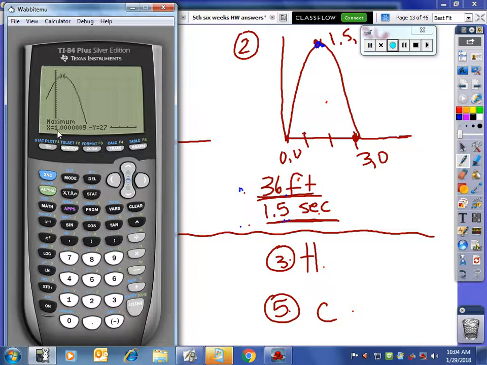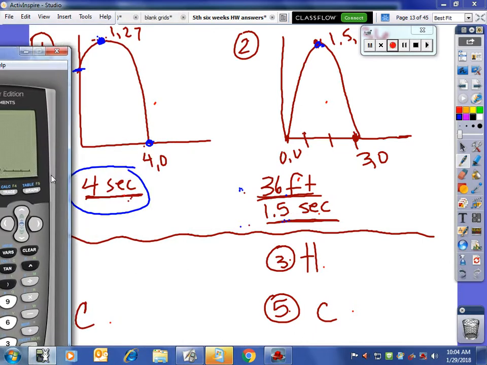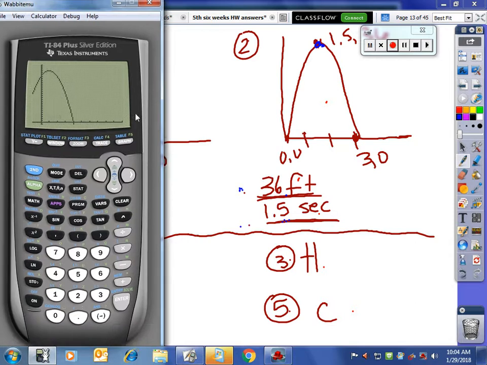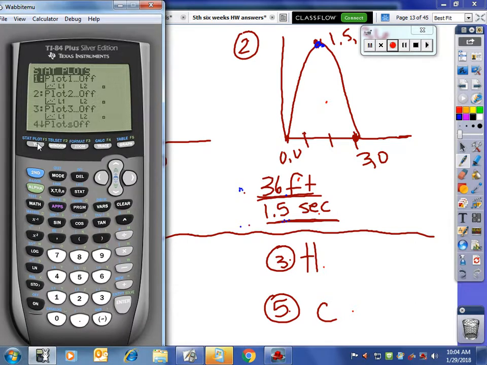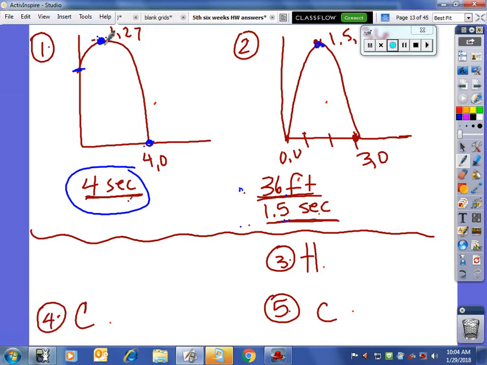Now it's telling me 1.0000009, 27. What's the actual vertex value? The x value of the vertex is actually exactly 1. So I can see the vertex is (1, 27). I also could have done the opposite of b over 2a. The opposite of b over 2a would give me the exact x value. That's -6 over -6, which is exactly 1. So I know my vertex is at (1, 27).